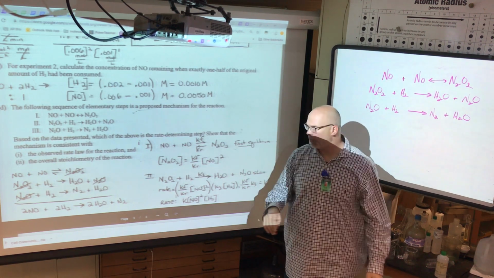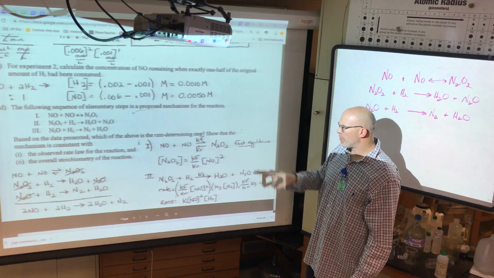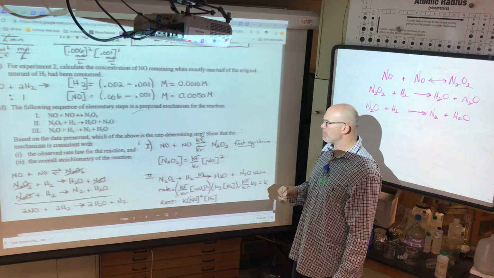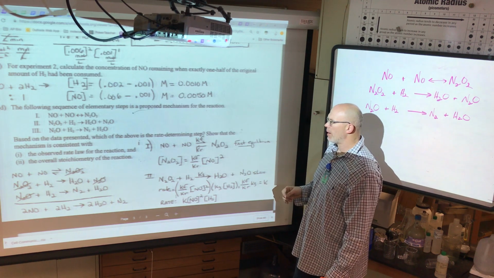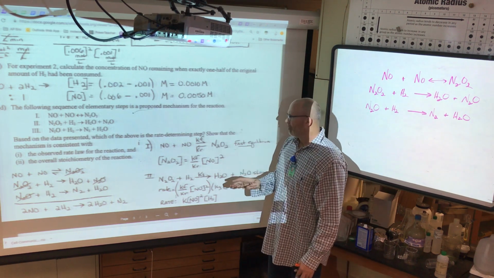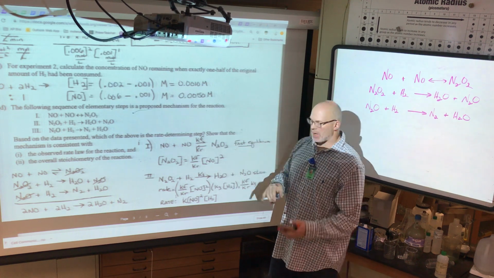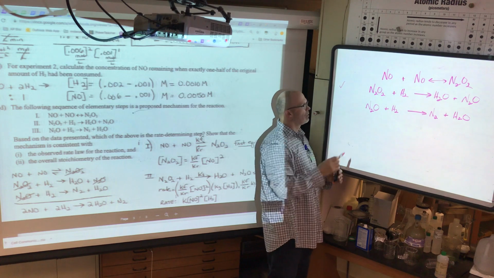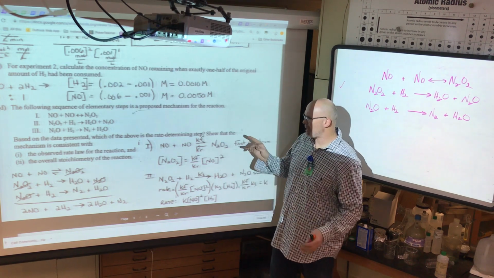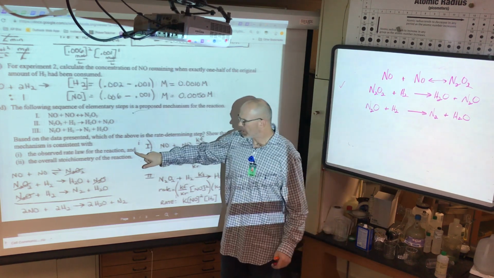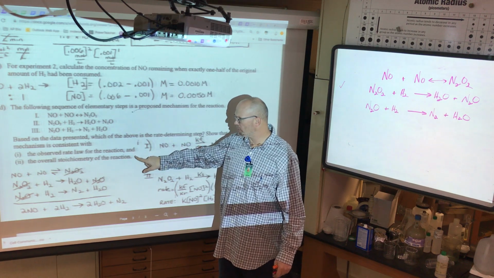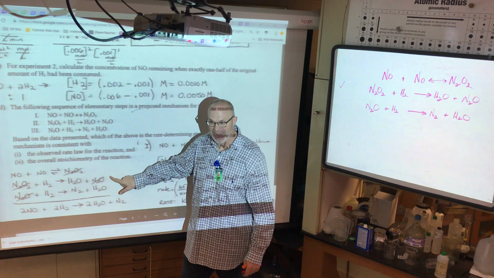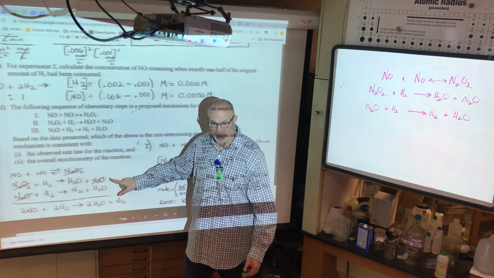Okay, what are they asking for? Based on the data presented, which step above is the rate determining step? Show that the mechanism is consistent with 2. Which above is the rate determining step? The rate determining step is going to be this one. But they want to do 2 things. Based on the data, the observed rate law for the reaction, the overall stoichiometry reaction. Know what number 2 is asking for? Does the whole thing cancel out? That's one of the ways to do this.